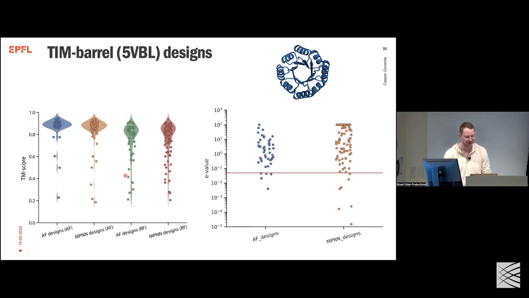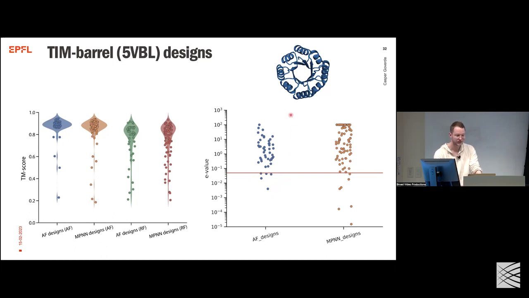But as you can see, we get a lower success rate with RoseTTAFold, which makes sense because we do our design and evaluation with AlphaFold, right? So you would expect that RoseTTAFold, a different network, would pick out these adversarial sequences and tell you that some of them are wrong.